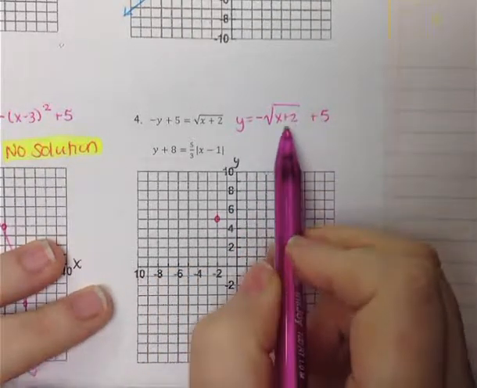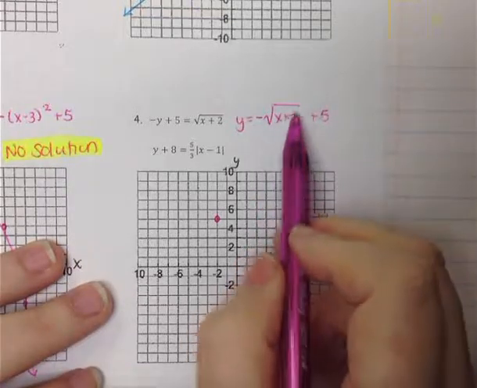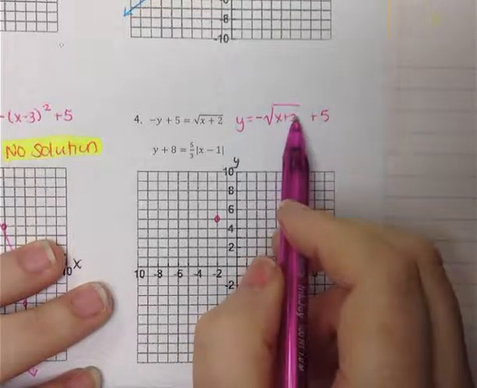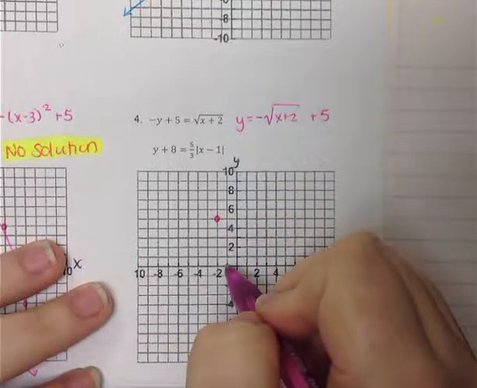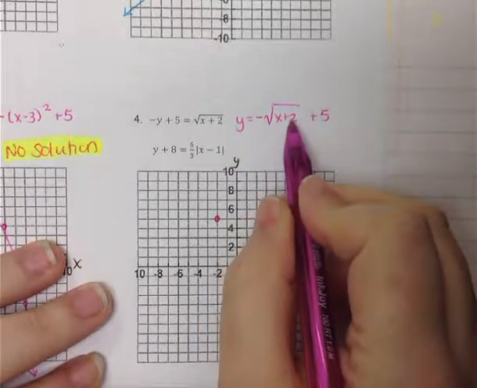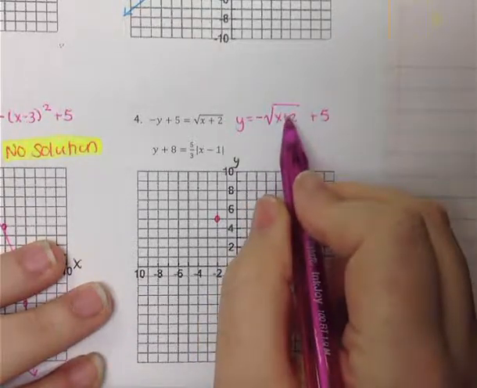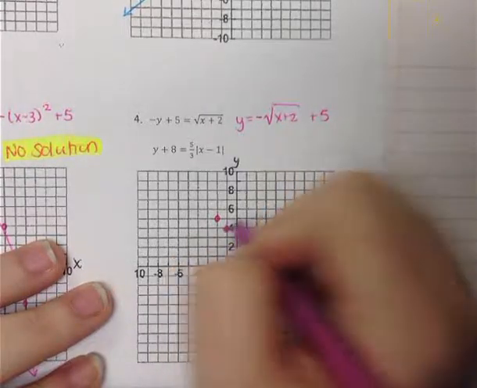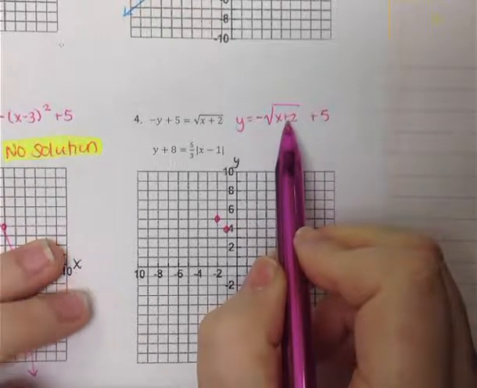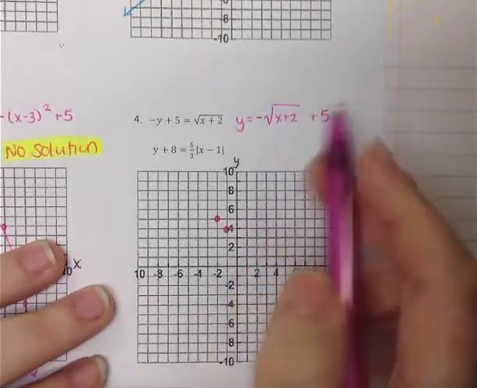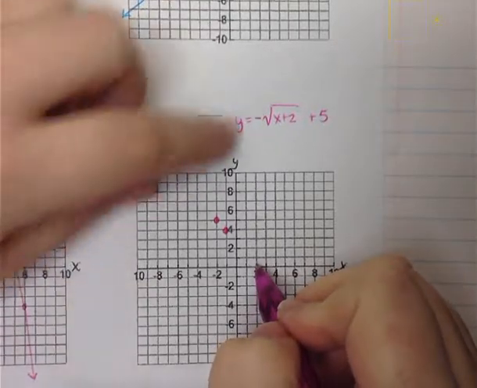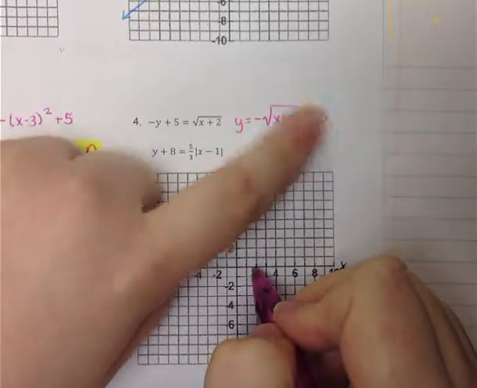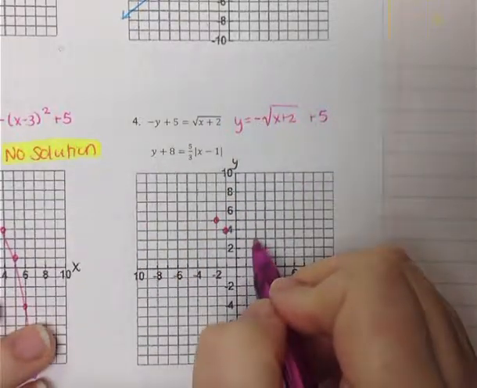Okay, and I want to find the values that will give me perfect squares in here. So negative 2 plus 2 gave me 0. I need a 1. Negative 1 plus 2 gives me a 1. So at negative 1, square root would give me a positive 1, and that becomes negative 1. Negative 1 plus 5 is 4. So negative 1, 4. The next perfect square would be a 4, so 2 plus 2 gives me the 4. So at 2, this would become 4. Square root of 4 is 2. That becomes a negative 2. 5 minus 2 is 3. So it would be at 2, 3.